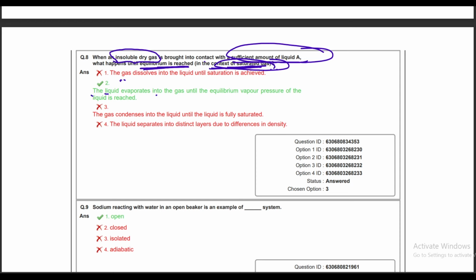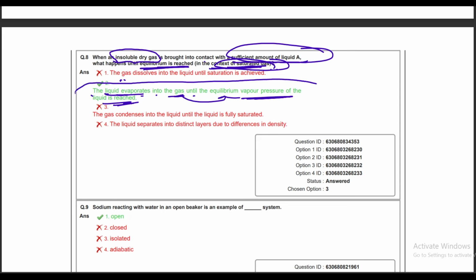The second option: the liquid evaporates into gas until the equilibrium vapor pressure of the liquid is reached. So overall in this question, the second statement is correct, and I'll explain how. Read it again: a sufficient amount of liquid evaporates into gas until the equilibrium vapor pressure of the liquid is reached.